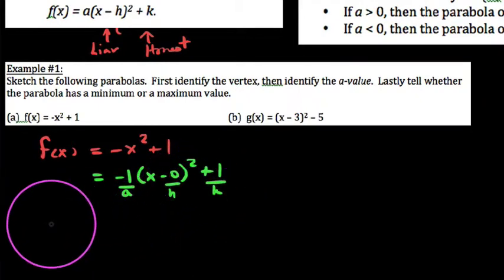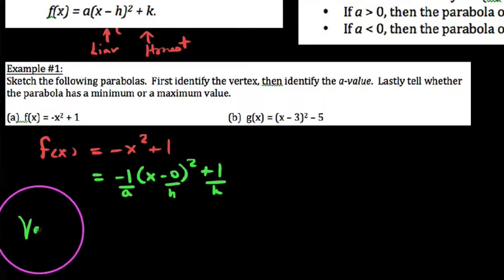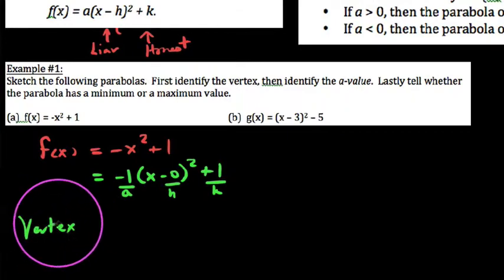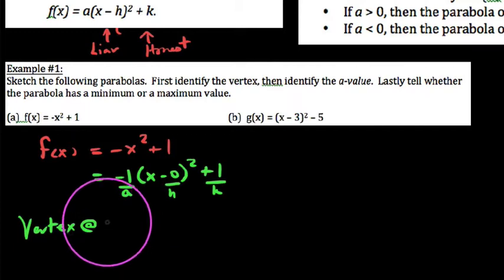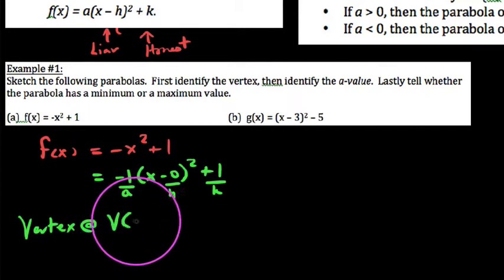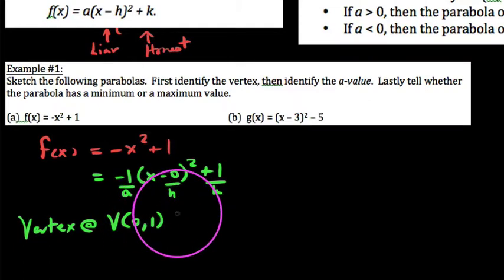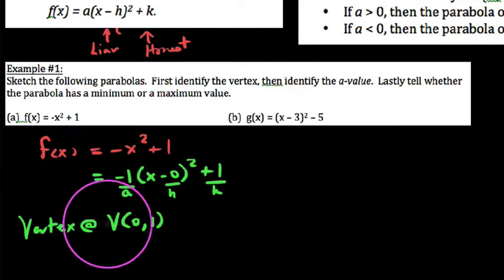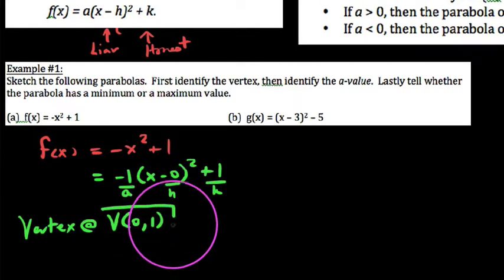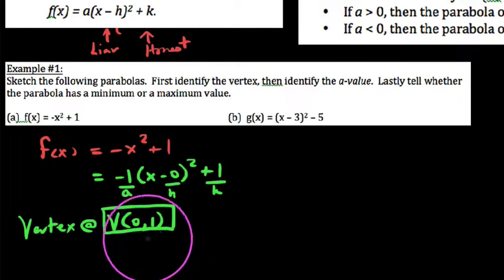But the important thing to note is if we're going to sketch this, then we already know that the vertex must lie at the point, and I like to put a V in front of it just for emphasis, but we say h is 0, k is positive 1. Recall that the vertex is at (h, k) if the equation is written in standard form to begin with, and it was. So we know where the vertex lies, and as a matter of fact, we wanted to identify the a value as well.